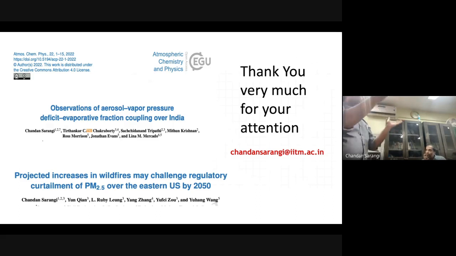Another interesting thing we are finding is that in a polluted environment, the direct to diffuse radiation partitioning is changing. If you have more aerosol, the ratio of direct radiation to diffuse radiation coming in is changing. And this is very important for plant physiology. Plants actually perform badly in direct radiation compared to diffuse radiation. If you give more diffuse radiation, their performance will change.